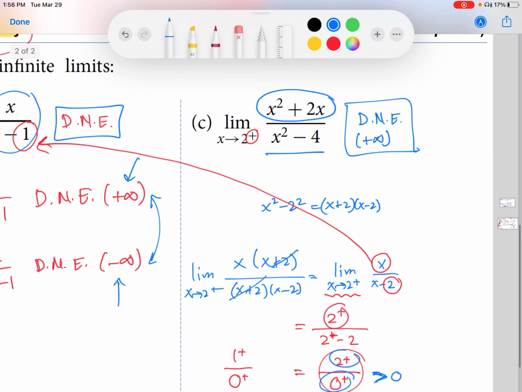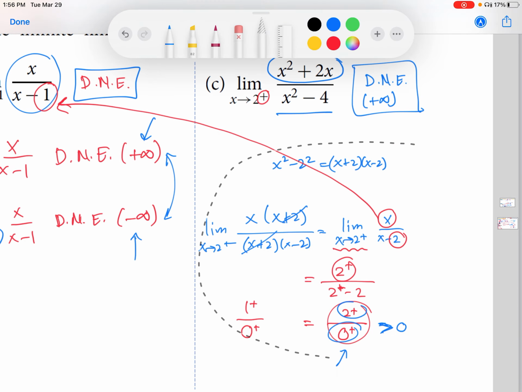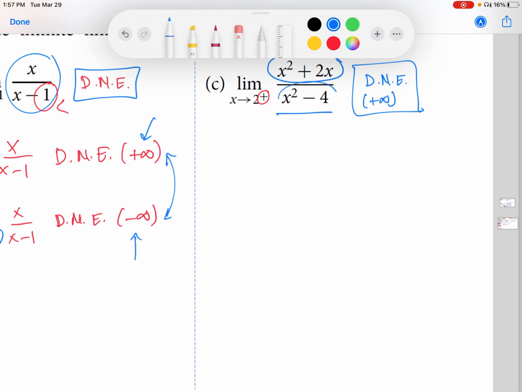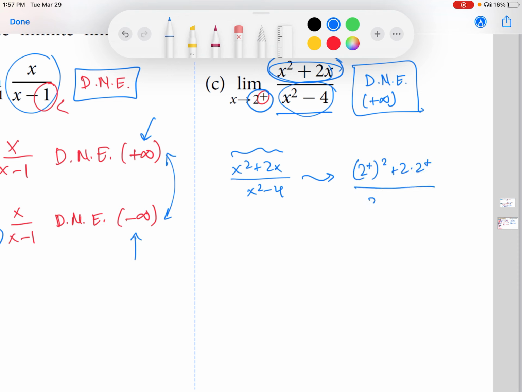All right, I did this with factoring. I just want to take 30 seconds and show you how you could reach the same conclusion without factoring, right? Perhaps you didn't see the difference of squares in the denominator, or somehow didn't factor. It doesn't matter, because you could make the same sort of argument that we just did that I erased a minute ago. You could say, okay, so as x goes to 2 from the right, what happens to the numerator? I get 2 from the right squared plus 2 times 2 from the right. Denominator, I get 2 from the right squared minus 4.